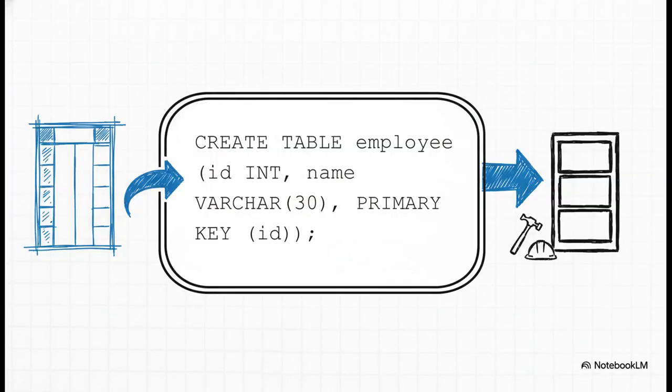All right, here's the create command in action. With just this one line of code, we're basically telling the system, hey, build me a new table and call it employee. We're also laying out the columns it should have, one called ID for a number and another called name for text up to 30 characters long. We even assign the ID column to be the primary key. More on that in a bit. And boom, just like that, our digital filing cabinet is ready to go.